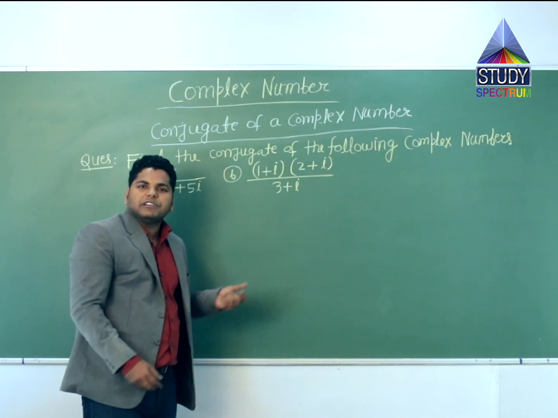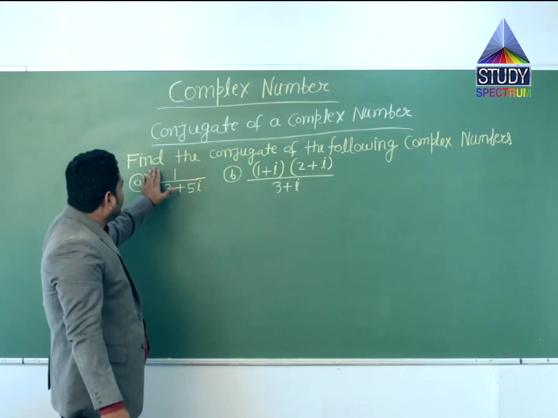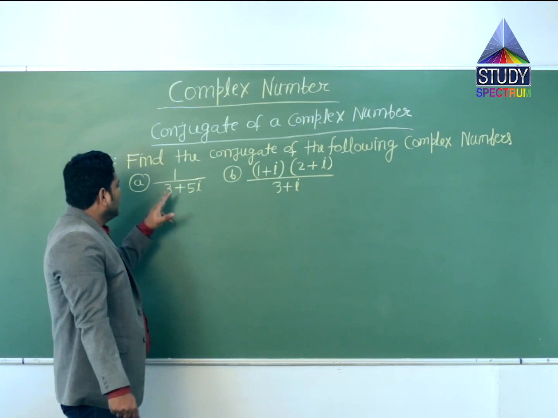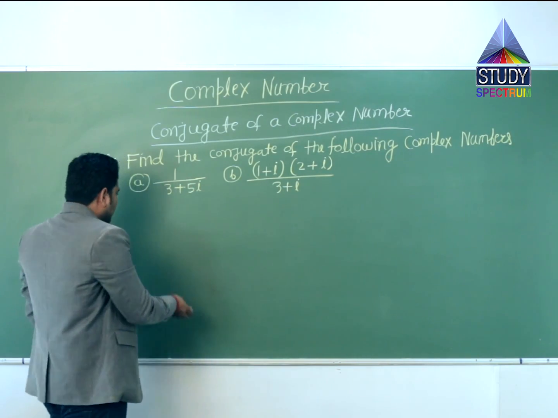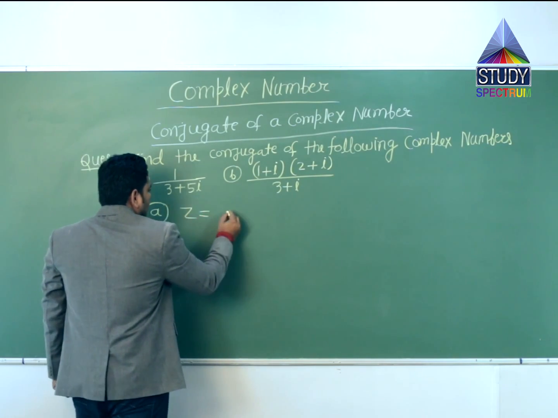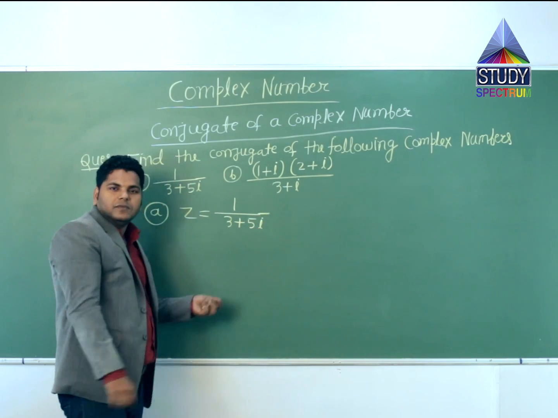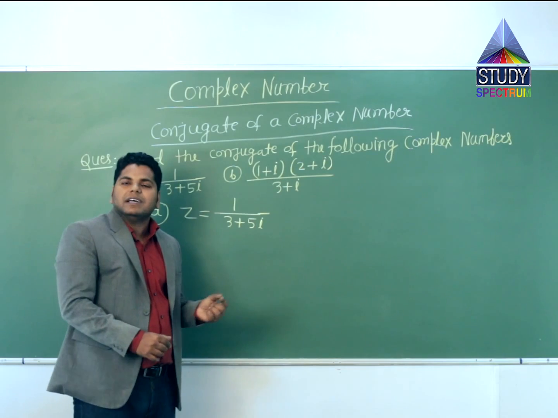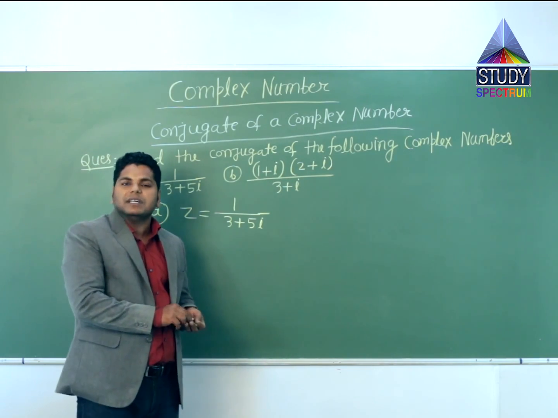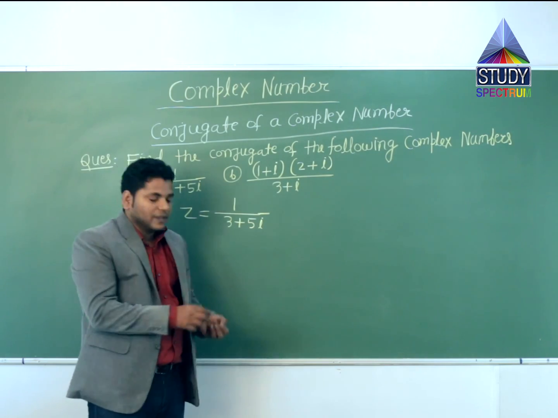Now let us do some questions based on the conjugate of a complex number. The question is, find the conjugate of the following complex numbers. Let's start with question A. Suppose Z is 1 by 3 plus 5i. To find the conjugate of a complex number, we have to convert this complex number Z into the standard form of a complex number, and we know that the standard form is Z equal to x plus iy.